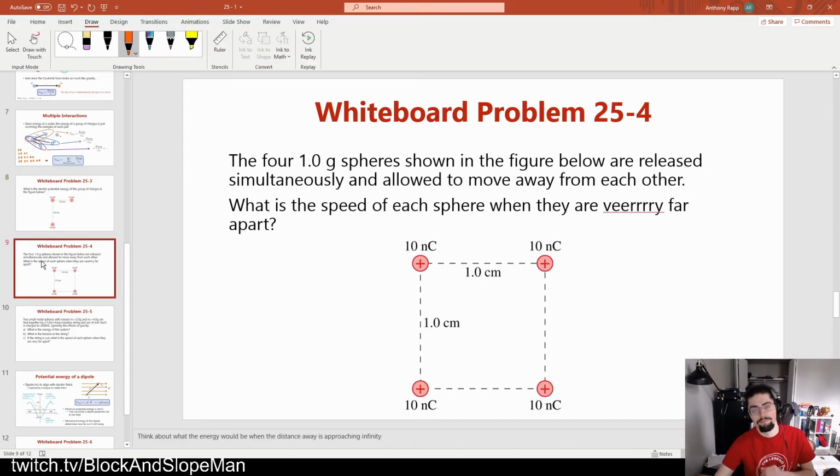So, here's a fun one, right? This requires a bit of cleverness to solve this thing properly. I have four 1-gram spheres arranged in a square like this. Each of these has a 10 nanocoulomb charge. Somehow they're all being held in place.